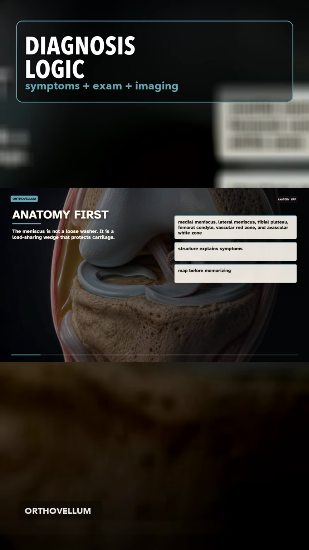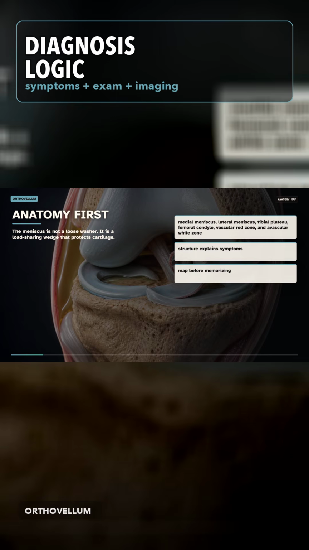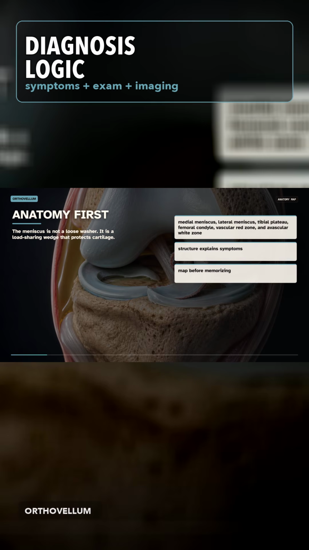In real life, the problem sounds like this: joint line pain, swelling after a twist, catching, and fear that the knee is stuck forever. That story is the doorway into the diagnosis. It tells us which tissues are likely overloaded, irritated, torn, compressed, or failing to share load.